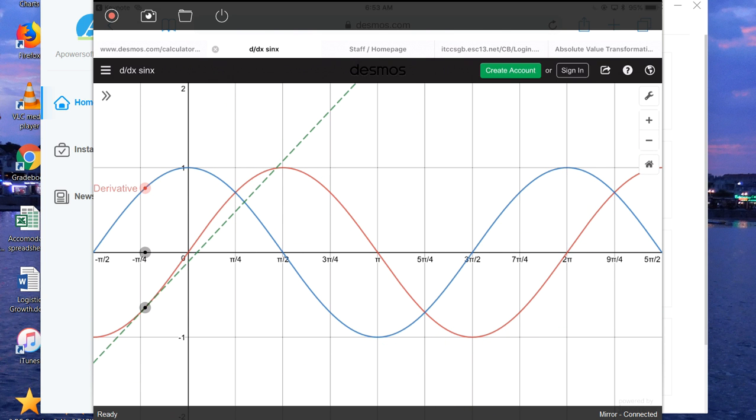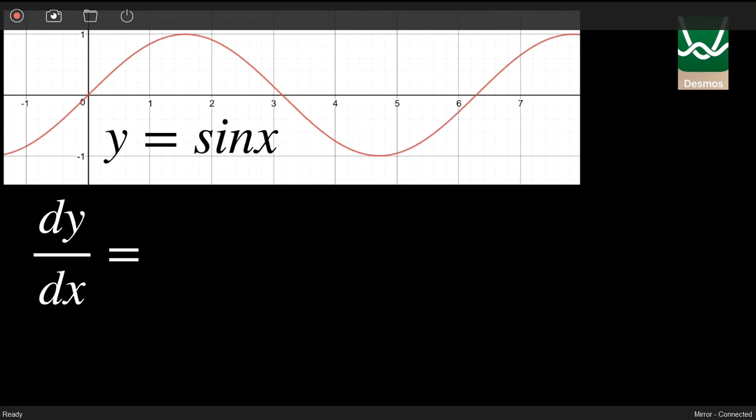So what that tells us then is that the derivative of sine is equal to, you guessed it, cosine of x.